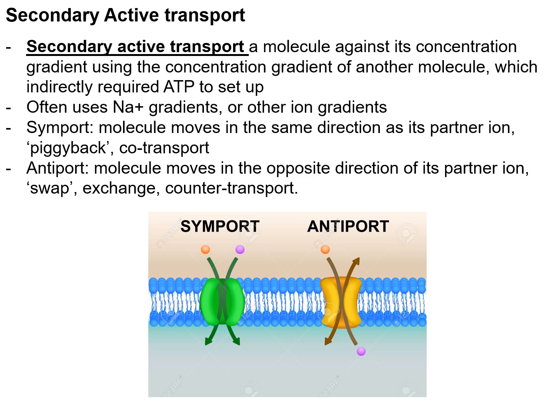This is an example of secondary active transport. If the direction of movement of the second molecule is the same as the first molecule, the sodium, it is called symport. If they are in opposite directions, it is called antiport. In the next few slides, we are going to explain this example more.